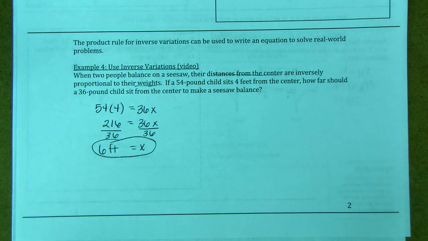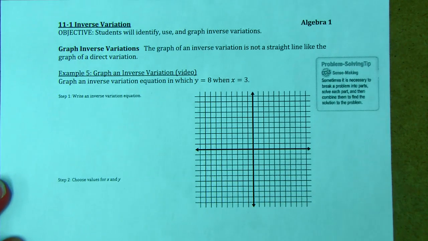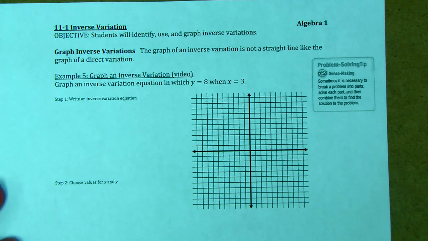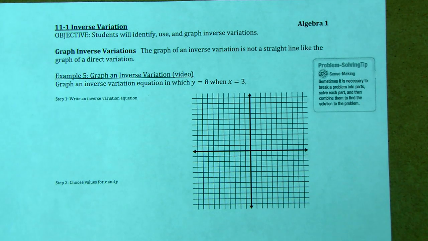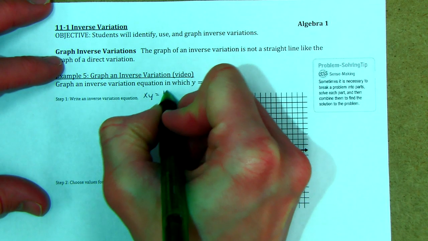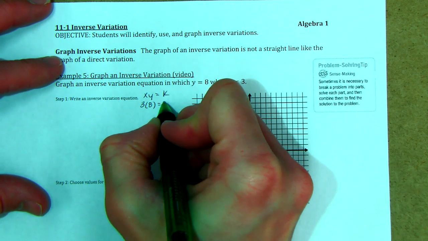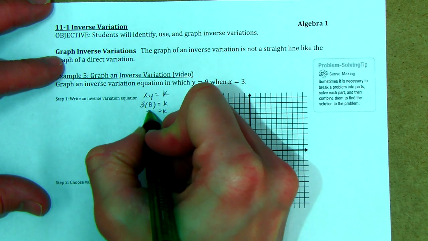Now, it's not a straight line, and it actually is going to be two separate numbers, and here's why. It says graph an inverse relation where y equals 8 when x is 3. In other words, x times y equals k, so 3 times 8 equals k. So what is our k? Our k is 24. So how do we write our inverse? I'm just going to go x times y equals 24.